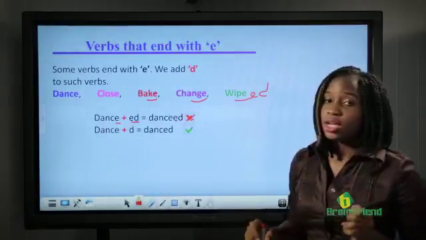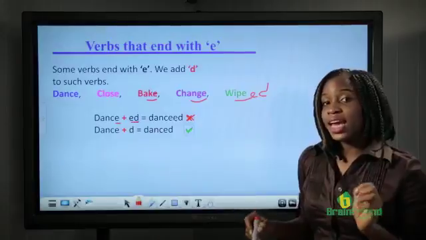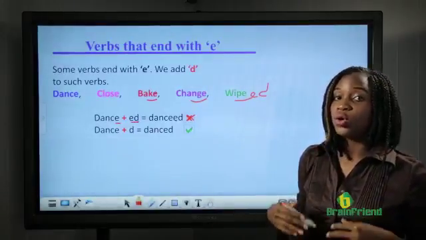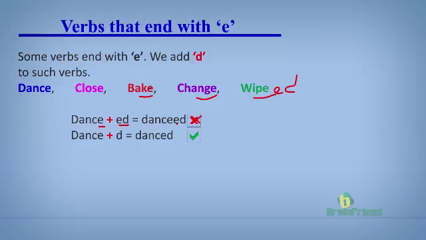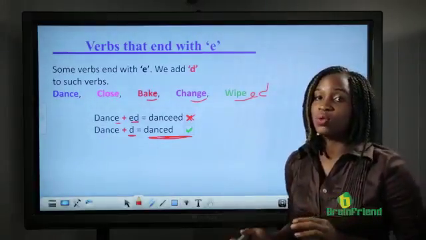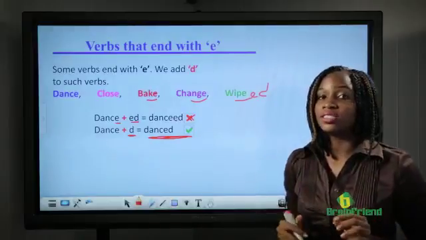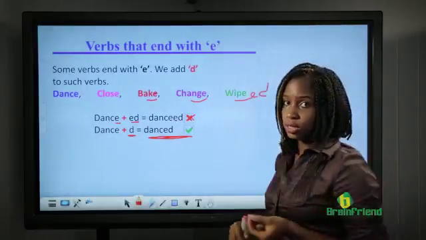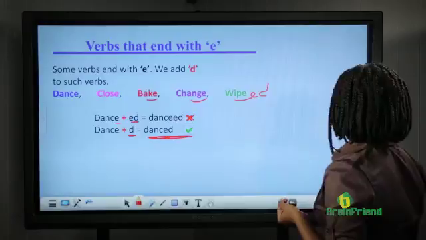It's incorrect. To form the past tense of words that end with e in their main or original form, we add just d to it. Dance plus d, danced, and this is the correct form. So whenever you come across a word or a verb that ends with e and you want to put it in the past tense, you add just d to it to form the past.